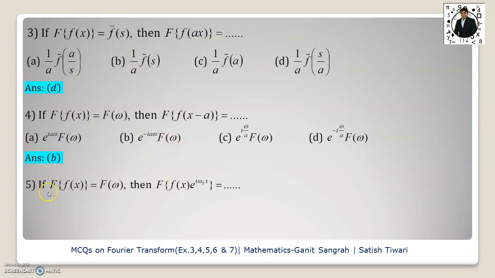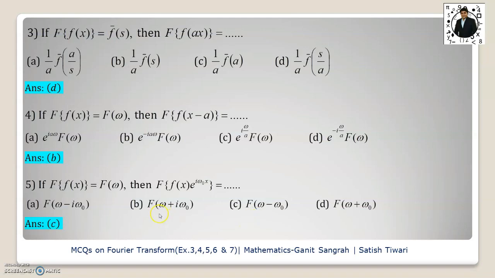Question number 5. If Fourier transformation of f(x) is F of omega, then the Fourier transformation of f(x) into e to the power i omega 0 x will be given by, it is again a property. So it is having the formula F of omega minus omega 0. So option C is correct here.